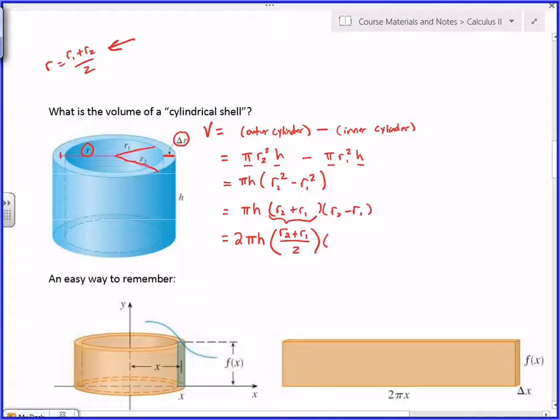And by the way, what is R2 minus R1? What's the difference of the two radii? Delta. It's the delta r, right? So I can write this as 2 pi h r delta r.